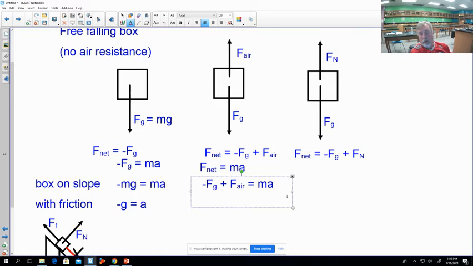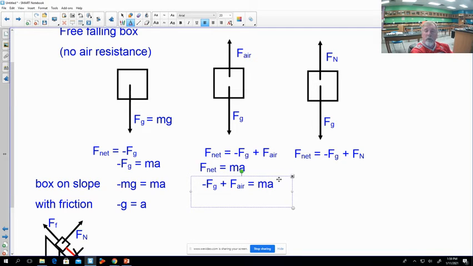If the object is still accelerating because our air resistance isn't strong enough, that tells us we're going to have a negative acceleration, right? That tells us again our F air must be smaller than our Fg. At some point, your air resistance is going to be equal to Fg, which tells you your ma equals 0. If your acceleration is 0, you're not accelerating, you're at a constant velocity. That puts several of these things together.